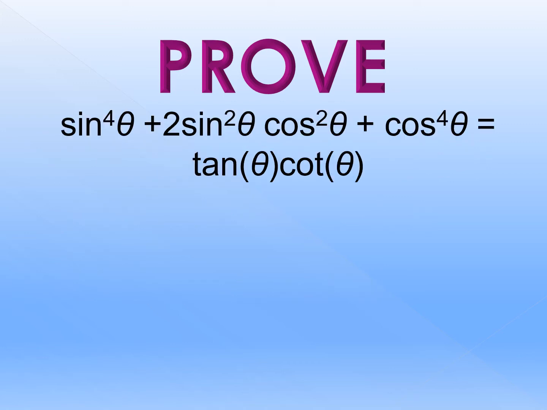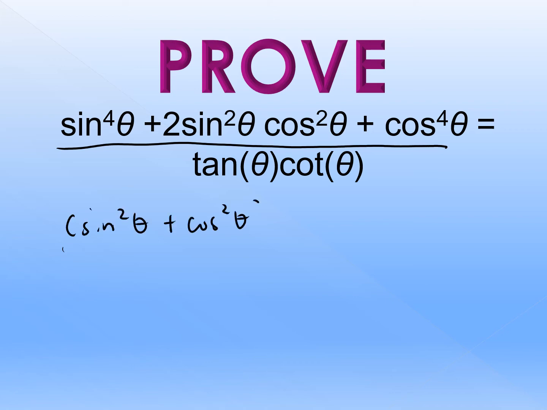Let's try another example. Sine to the fourth theta plus 2 sine squared theta cos squared theta plus cosine to the fourth theta is equal to tangent theta cotangent theta. As you can see, we can factor this one using perfect square trinomial. By perfect square trinomial, the factored form of this side is equal to sine squared theta plus cosine squared theta raised to 2. If we simplify this one, we get sine to the fourth theta plus 2 sine squared theta cos squared theta plus cos to the fourth theta.